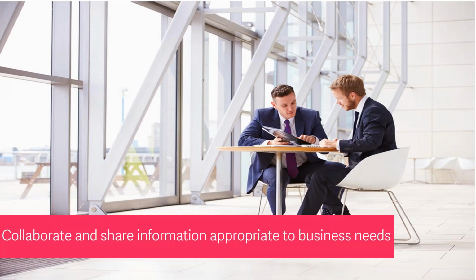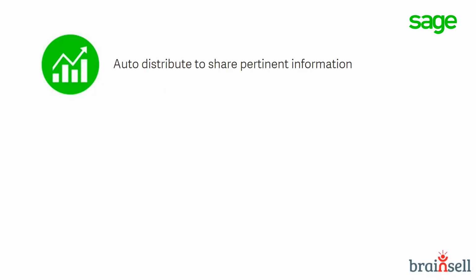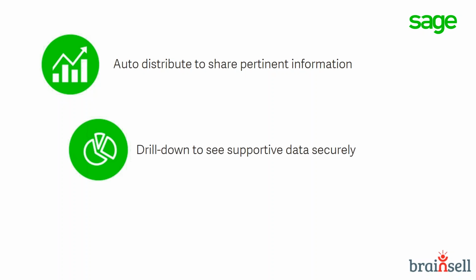Okay, again, you can collaborate and share information. Use that auto distribute functionality to share information with different people. You can also drill in to see that supportive data securely. So if you're using the report manager, or there's another module I'm going to talk about in a minute, you can drill down and see some of that supportive information. But if you send the report, people who receive the report, that are sent the report, cannot see the drilled in information, which means that you'll have a little bit of security there from a data standpoint.